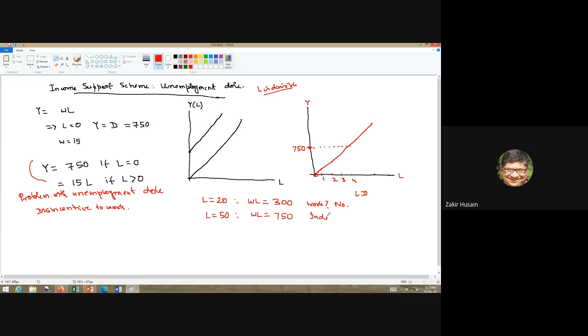Now you become indifferent. Yeah, L equal to 51. Now it's greater than 750, so you will work. So the problem is that you will work only if L is greater than 50. So if you get a part-time work, you won't work. Therefore, it creates a disincentive to work.